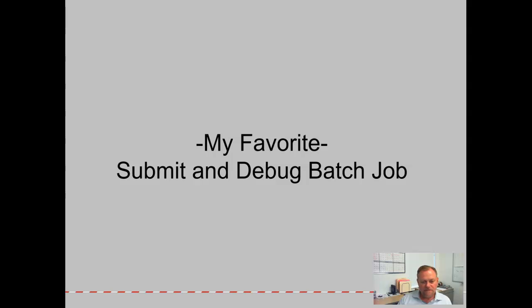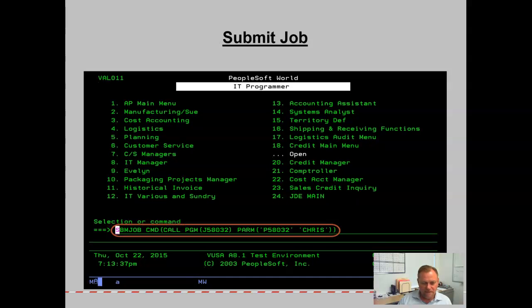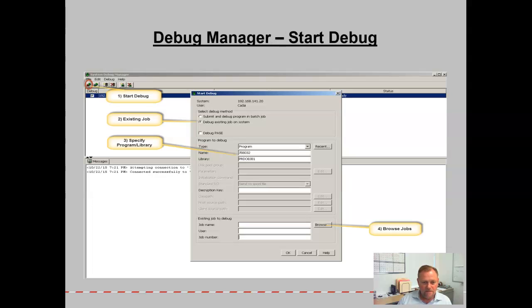This is my favorite, and this is what I typically do the most: I will put my job queue on hold, and I will submit my job, whether it's a menu option or the submit job command. And then I'll come in and launch the debug manager. I'll specify debug an existing job in the system and give it my program name and library. Then I'll go to browse.